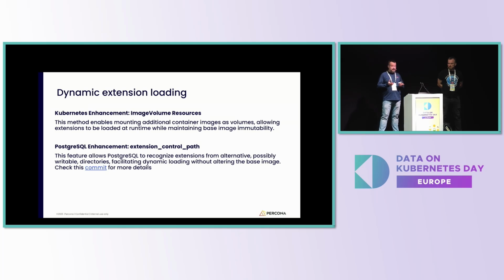And this feature would allow Postgres to recognize extensions from alternate, possibly writable directories and allow dynamic loading without, again, altering the base image. What's really cool is there was a pretty recent commit that actually allows the extension control path to be specified. But I believe it's going to be available in Postgres 18. Jan can correct me if I'm wrong, which means until enterprises and we can actually use this in production, there's still a long way to go.